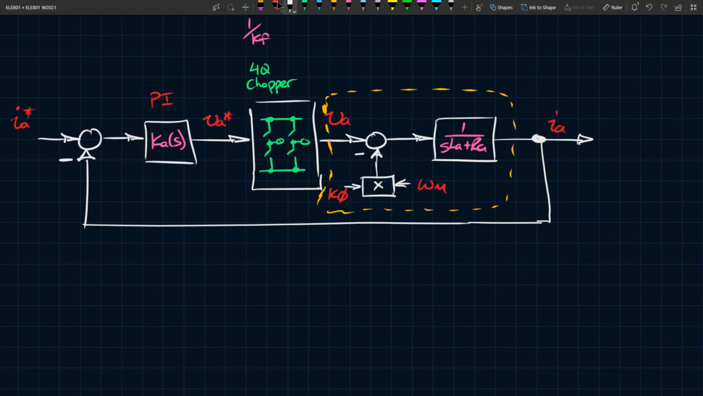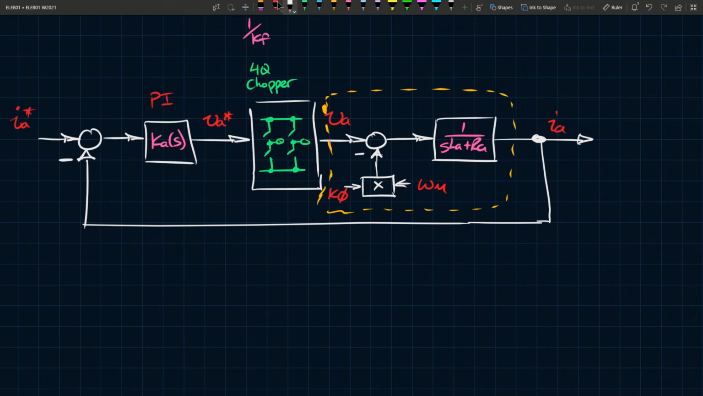So this is your compensator. This is your armature voltage command or set point or reference. This is the actual armature voltage synthesized by the PWM converter, which is this four quadrant chopper, they call it. The armature current command is IA star, and then the actual current is IA.